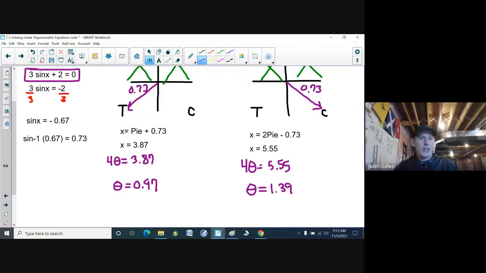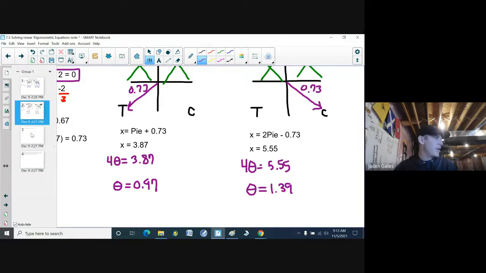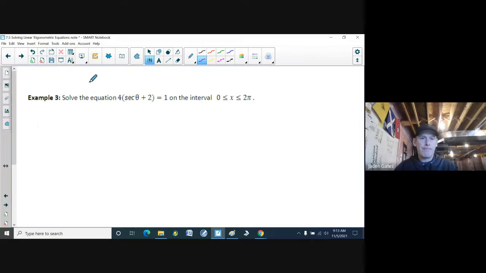All right, let's try another one here. Again, it takes some time to get used to this stuff. There's no doubt about that. Okay, so example 3. Solve the equation 4 times secant theta plus 2 equals 1 on the interval, again, 0 to 2 pi, 0 to 360 degrees.